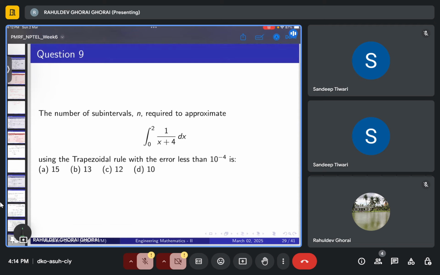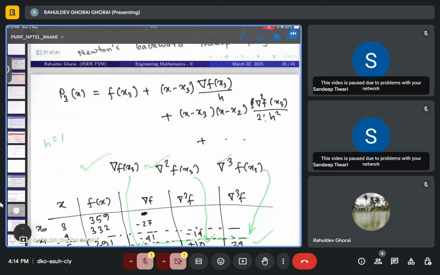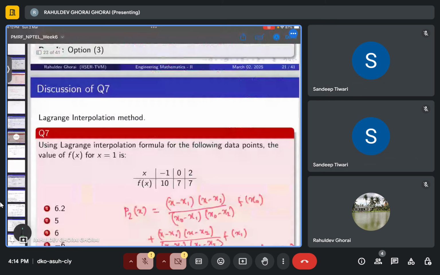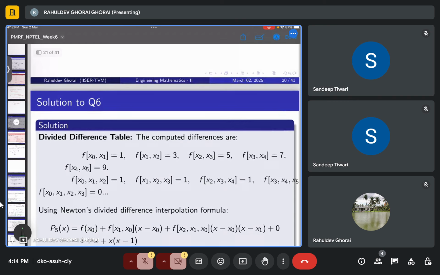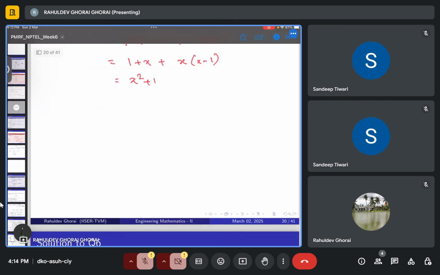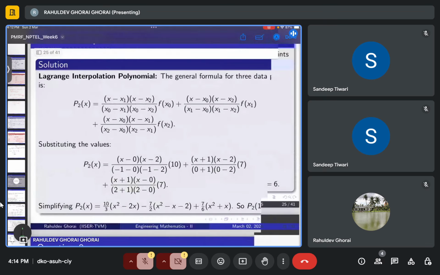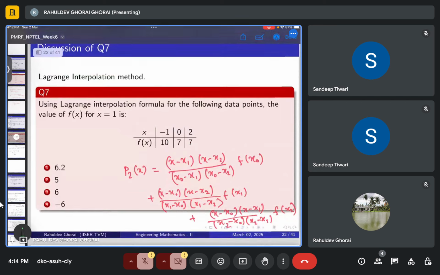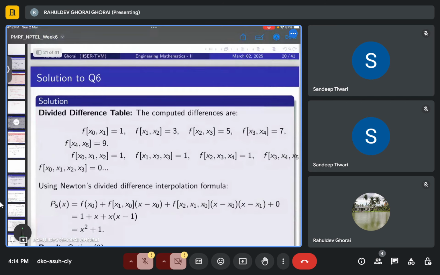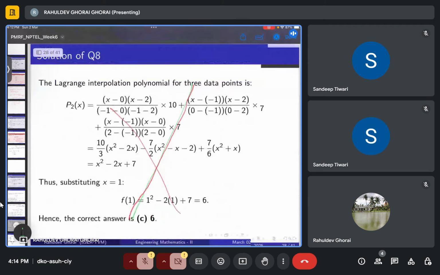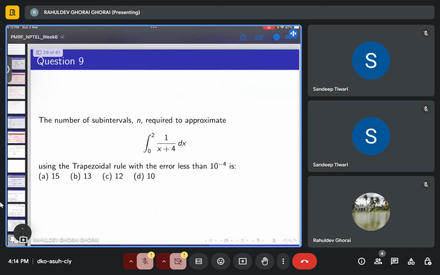Read this question, we'll do it. Where is the seventh question? We have done question 7. Okay, question 8 is this. Yeah, we just do this one.